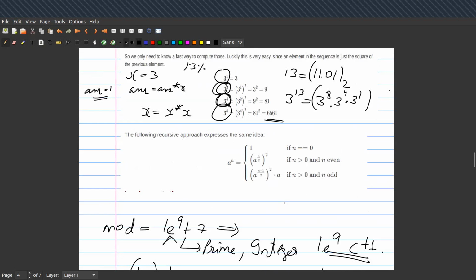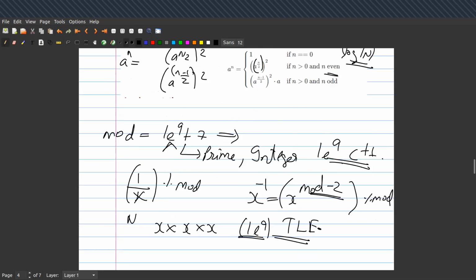So what is the recursion for this? When we want to find a to the power n, we find a to the power n by 2. If n is even, we find a to the power n by 2 and just square it. And if n is odd, we find a to the power (n minus 1) by 2 and square it. So every time the power gets halved, it will take at most log n operations.